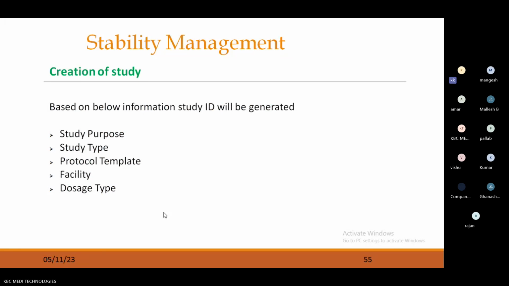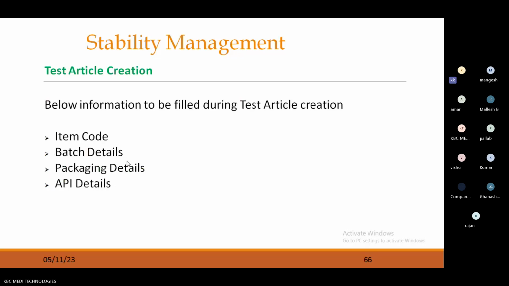So what is the use of study creation? Purpose of study, study type, what is the protocol template that indicates the condition you are selecting, how many time points you want to keep, what is the facility and dosage type, whether it is API, formulation or whatever you want. Test article: under test article, what information will come? Your item code, batch details, what type of packing you are maintaining, what APIs you have consumed for the batch.